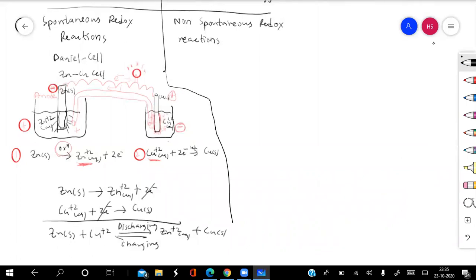Now we move to the other side and we see how the non-spontaneous redox reaction takes place in the case of what? Electrolytic cell. Suppose I consider the electrolysis of fused NaCl. Fused NaCl. Fused means molten. Molten means semi-solid or in the liquid form.